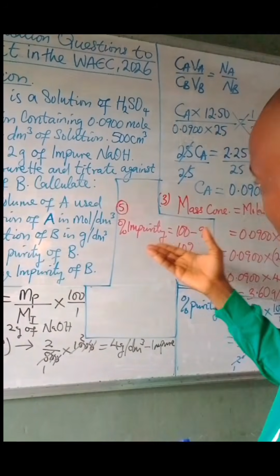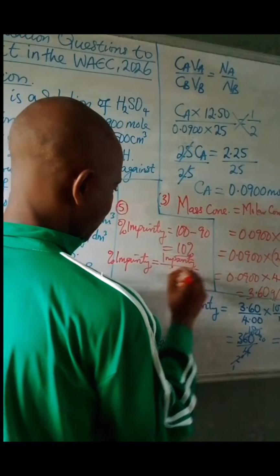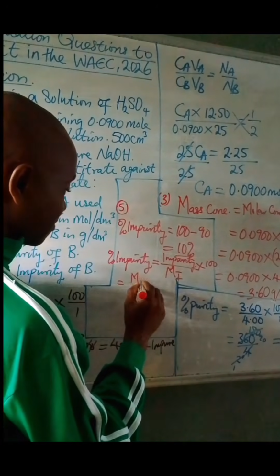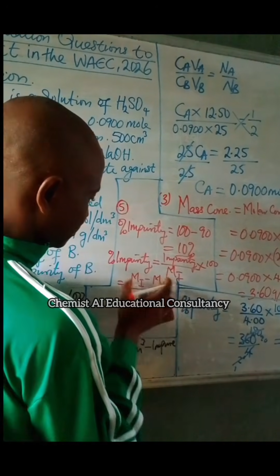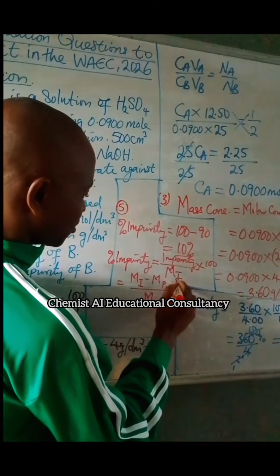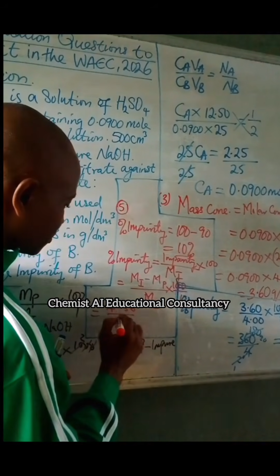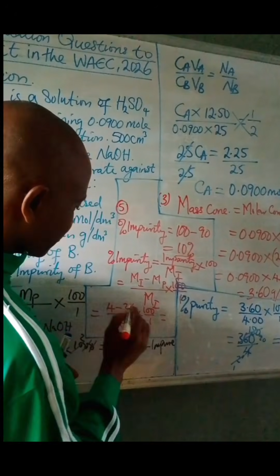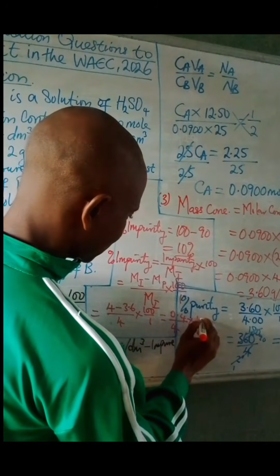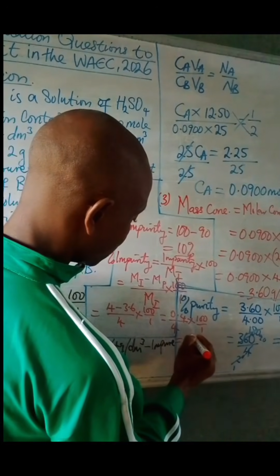You can use formula to calculate percentage impurity. Percentage impurity equals impurity over mass of impure times 100. Impurity there means mass of impure minus mass of pure. This is the impurity level, impure minus pure. Then you divide by mass of impure times 100 over 1. Mass of impure is 4. Mass of pure is 3.6. 4 minus 3.6 is 0.4 divided by 4 times 100. 0.4 times 100 is 40. 40 divided by 4 is going to give you 10%.